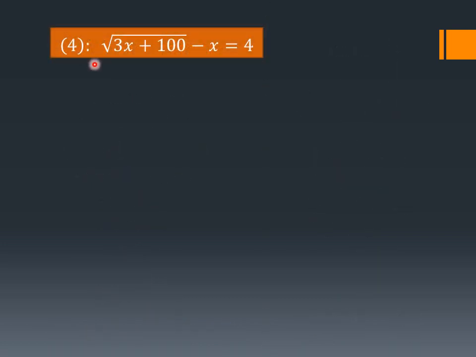Fourth question of exercise 1.4 is under root 3x plus 100, minus x is outside it, equals to 4. As I told you before, the radical should be placed at one side and all the other things to the other side of the equation. So I'll take minus x with 4, which will become plus x. The equation will become under root 3x plus 100 equals to x plus 4.